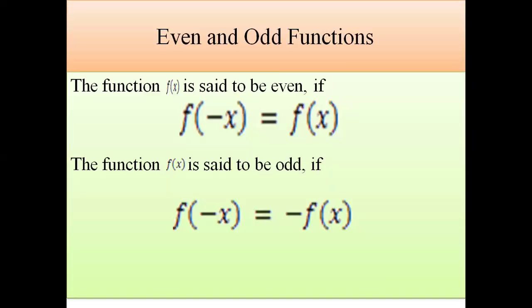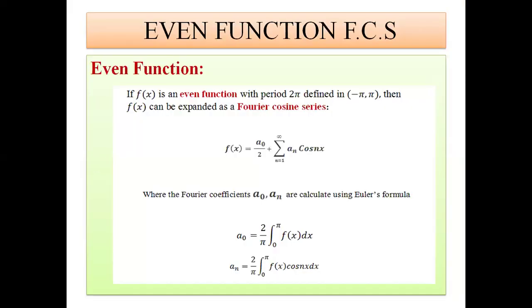Even function and odd function. f of x is said to be even if f of minus x equals f of x, positive f of x. If it is an odd function, then f of minus x is equal to minus of f of x. This is your even and odd function.